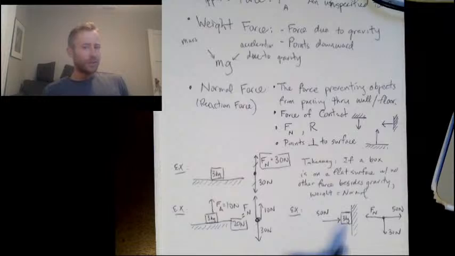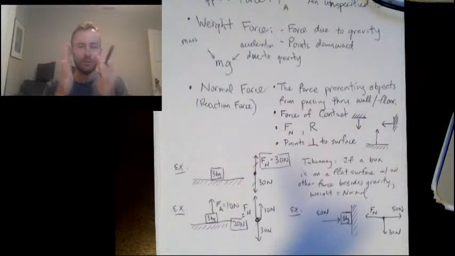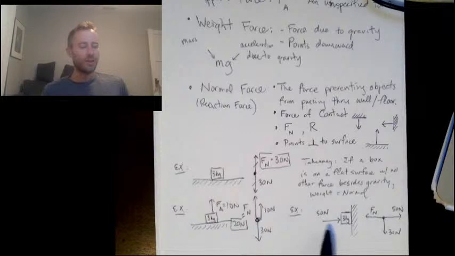Now, in this example, the weight force is not pushing the box into the wall, okay? So the normal force doesn't care about this 30 Newton force because it's in the wrong direction. It's not forcing the box into the wall. What the normal force does care about is this 50 Newton rightward force. What the 50 Newton rightward force is doing is pushing the box into the wall.